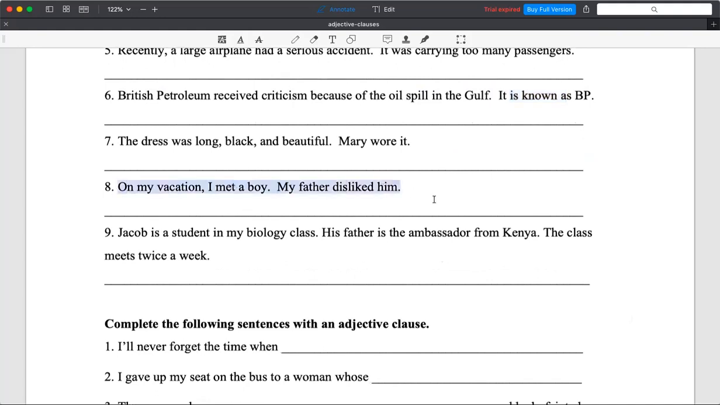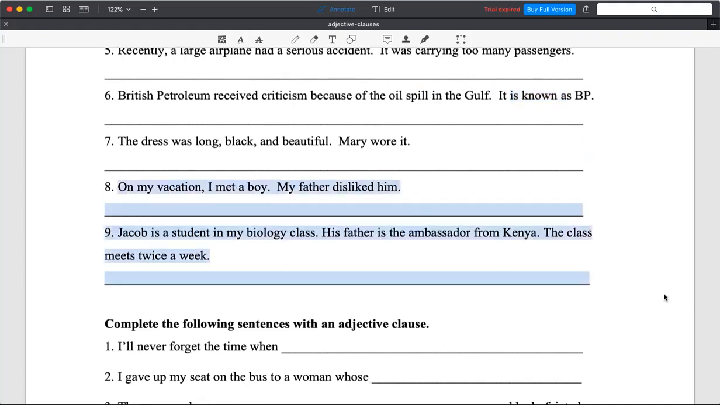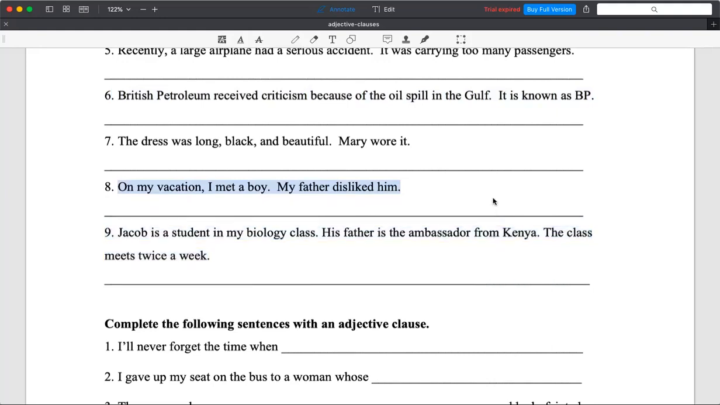William, number 8. On my vacation, I met a boy and my father disliked him. Numbers 8 and 9: My father disliked the boy whom I met on vacation. Very good. And you did 7 and 8, William. You were supposed to do the last 2. Can you also do number 9? Okay. Thank you very much.